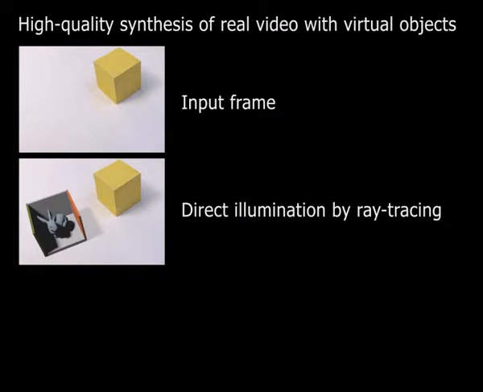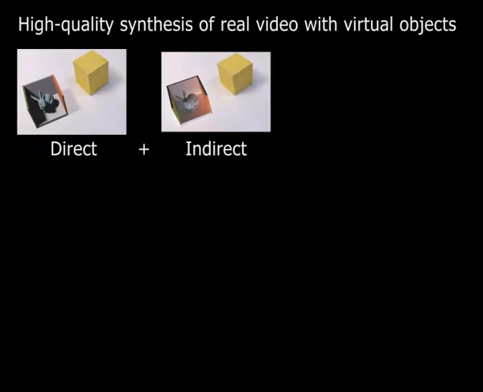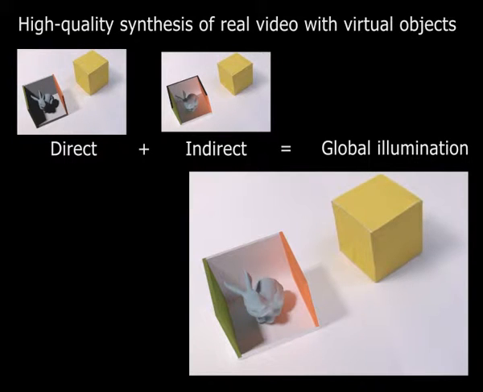We use ray tracing to calculate differential direct lighting of the mixed reality scene, and use our new differential irradiance caching algorithm to calculate the indirect illumination of the mixed scene. The final solution is produced by adding the results of the differential direct and indirect lighting to the input video frame. We achieve global illumination of a mixed reality scene.